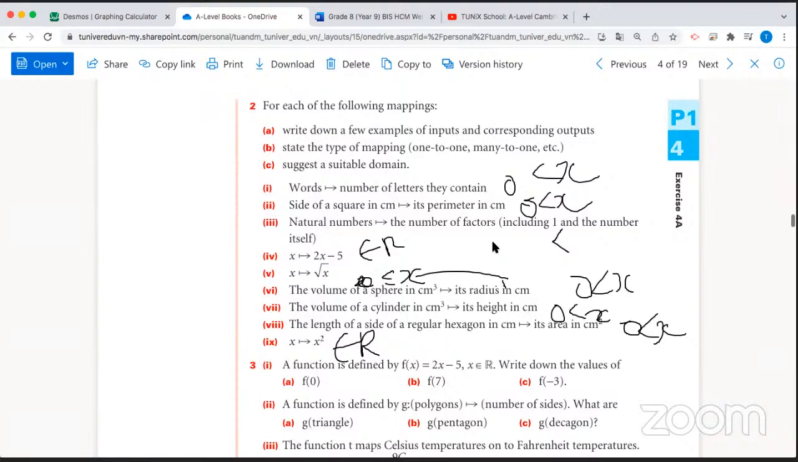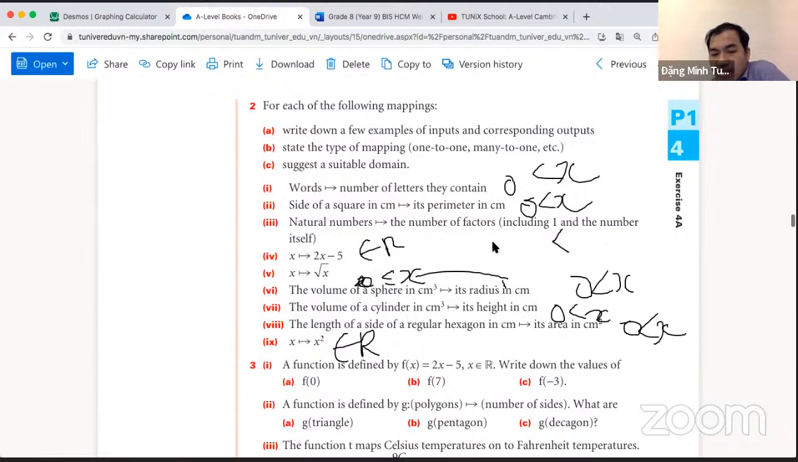What do you do for number 3? Question number 3. The function is defined by f(x) equals 2x minus 5. That means for every x, for each value of x, you can get the value of y equal to 2x minus 5. So write down the value of f(0).